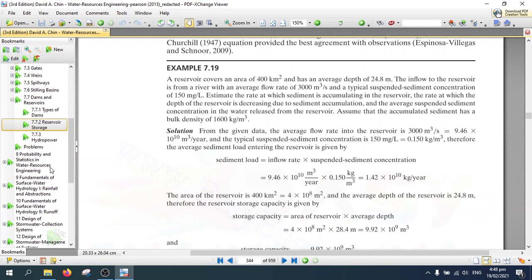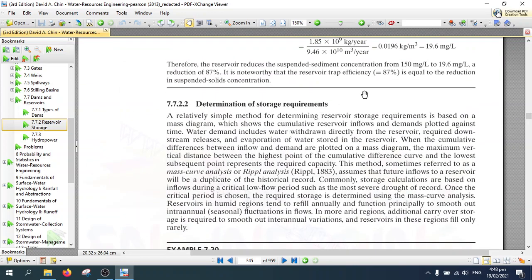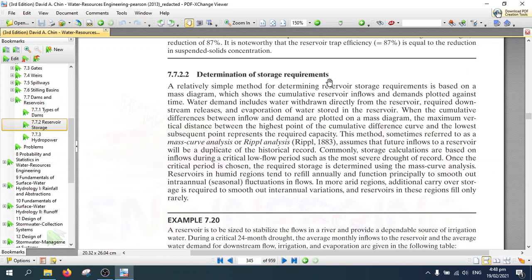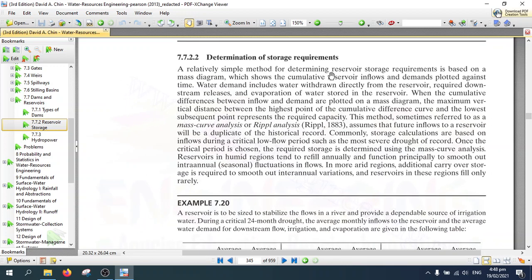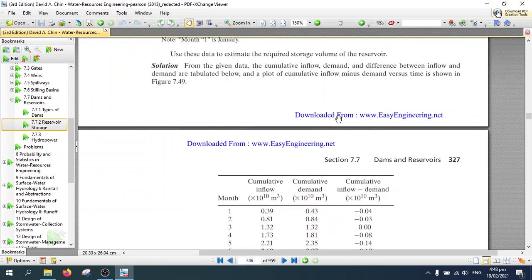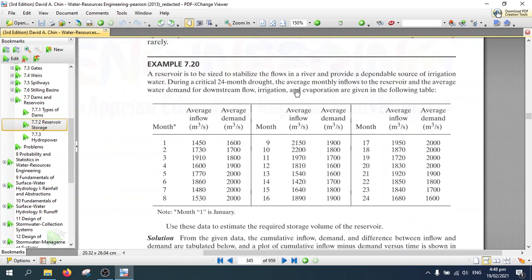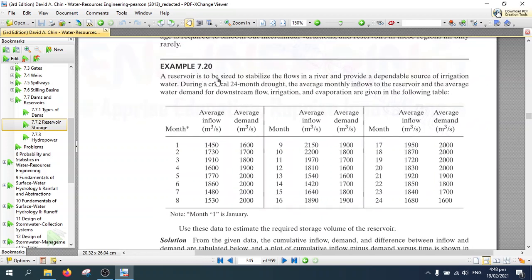The next topic is about storage requirements, particularly active storage of reservoir dams. Note that active storage is the storage that you allocate mostly for water consumption. And as discussed in the lectures, we tackle the mass curve analysis, or also called the ripple analysis. And that's also part of the exercise. And this is the basis of the exercise, this example.